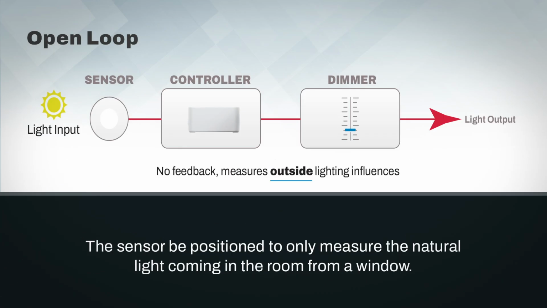Let's start by reviewing an open-loop control diagram. As we can see, the sensor is positioned to only measure the amount of natural light entering a room and adjust the dimming output accordingly. This control diagram is a straight line, and this is why it's called an open-loop control.